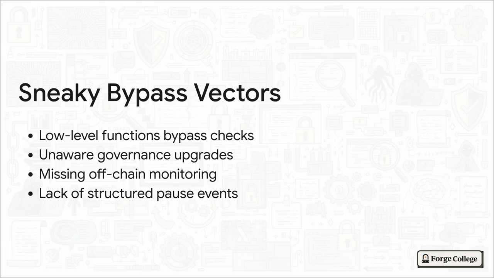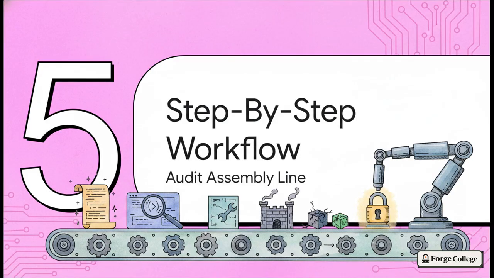And here's another massive operational nightmare: missing alert events. If your contract gets paused but there's no on-chain event emitted to provide context, your off-chain operators are flying completely blind. They have absolutely no idea who pulled the emergency brake or why. It's a mess. Okay, moving to part 5, the step-by-step workflow, our audit assembly line.